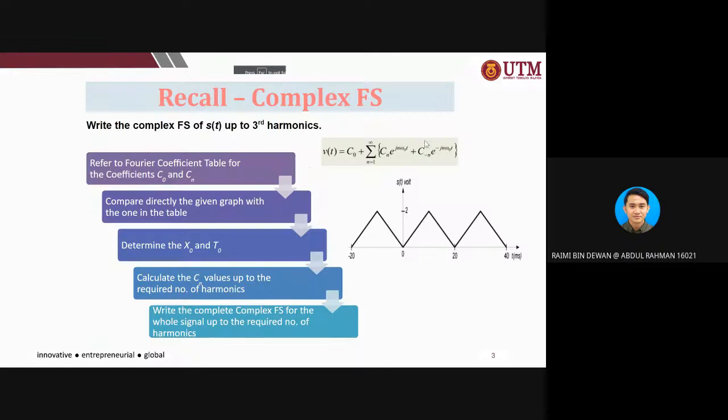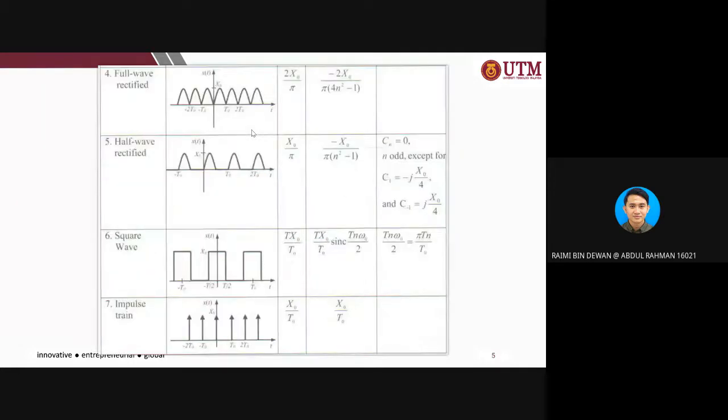So from the table, you compare directly the given graph with the one in the table. If you are given the graph, you will determine the x naught and t naught. T naught is actually the complete cycle, and then you will calculate the Cn values up to the required number of harmonics, and write the complex Fourier series for the whole signal up to the required number of harmonics. If the question asks you to do up to 5 harmonics, then n equals 5. So this is this table.